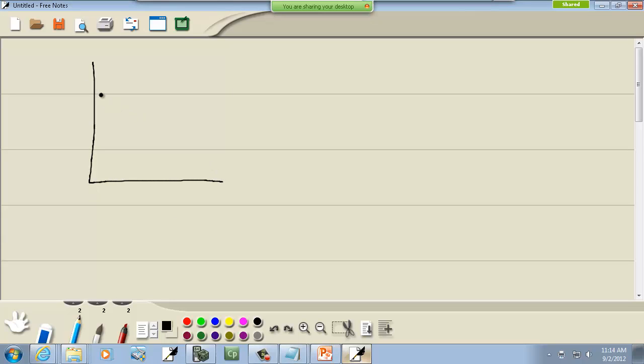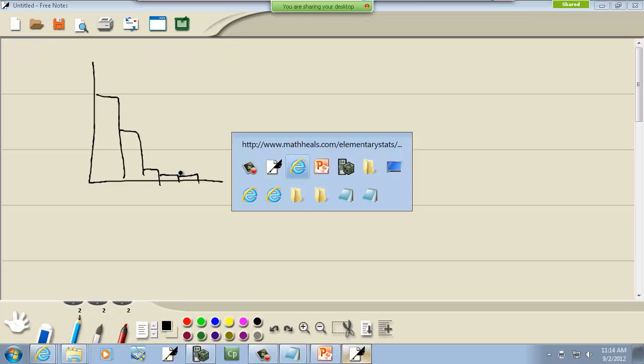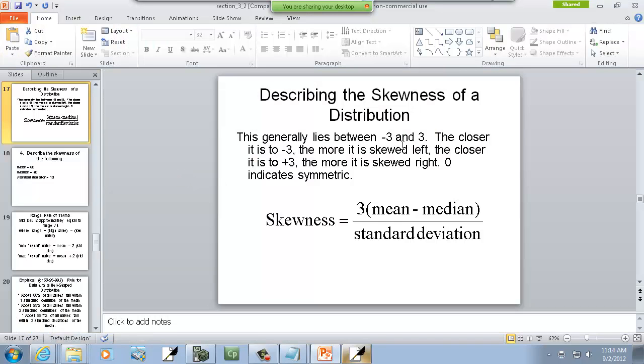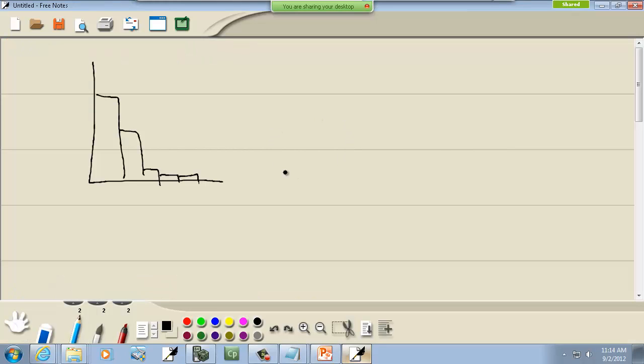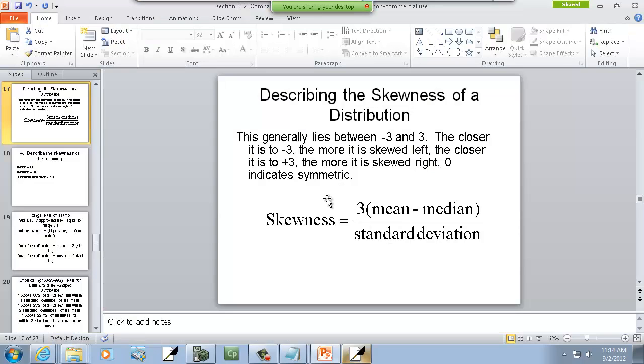Remember, if we look at our data, and here's our bar graph, all the data appears to be on the left side. This is skewed right. So to describe the skewness of a distribution, this generally lies between -3 and 3. The closer it is to -3, the more it is skewed left. The closer it is to +3, the more it is skewed right. 0 indicates symmetric. Symmetric is where you get more or less your bell shape when you connect the midpoints of your bar graph together. Okay, so let's look at a formula dealing with this.